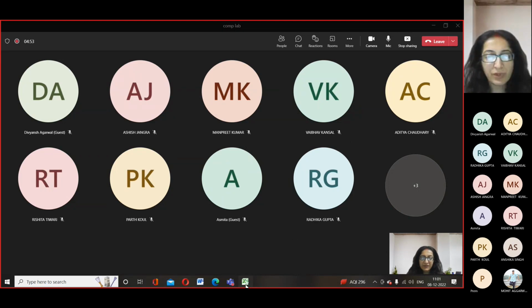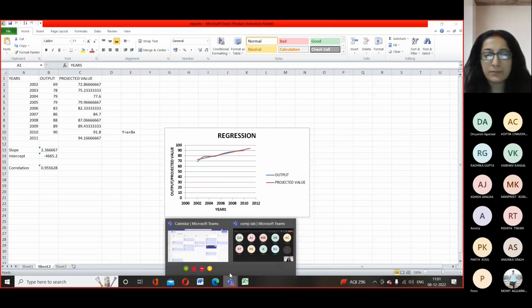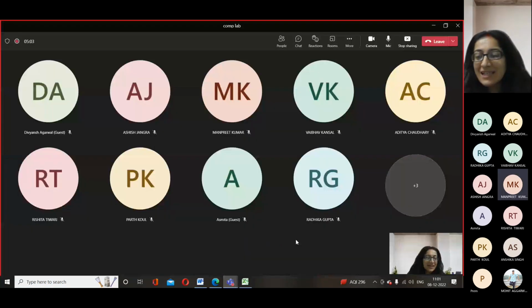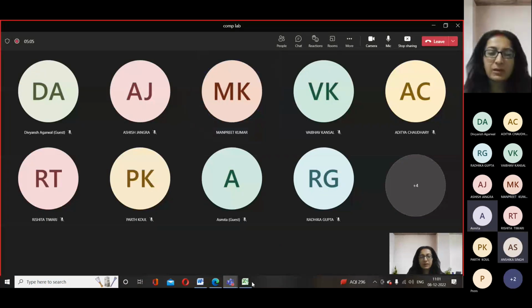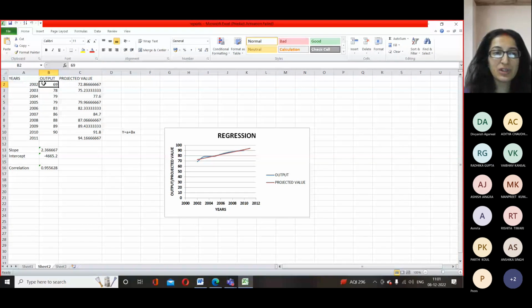Is my screen visible to you? Can you see it, all of you? Please reply, I cannot hear you. Yes or no? Is the screen visible? Yes, ma'am. Right. So yes ho gaya. Regression ka meaning poochha toh koi jawab nahi, haan?